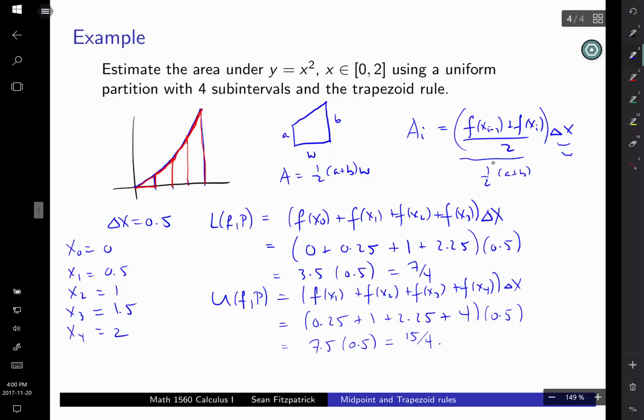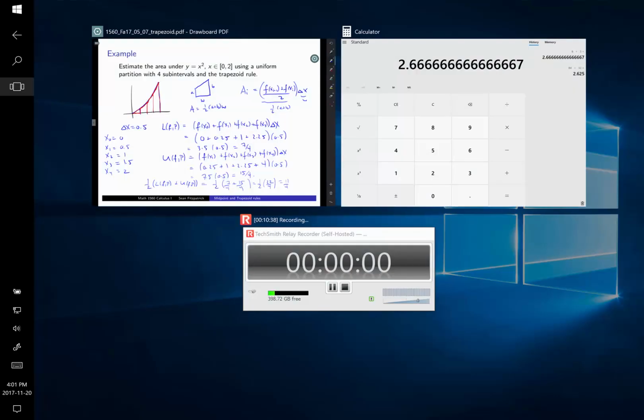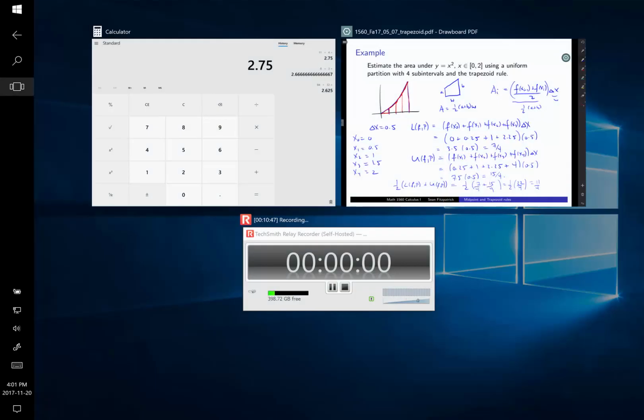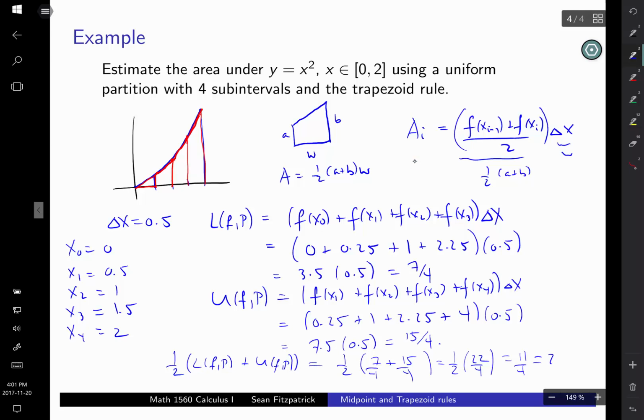And so for the trapezoid rule we do 1/2 of the lower sum plus the upper sum. So we do 1/2 of 7 quarters plus 15 quarters. That's 1/2 of 22 over 4, which is 11 over 4. Okay. And again, we check and hope that I didn't make any calculation errors there. 11 over 4, and we get 2.75. I guess I could have done that one without the calculator.